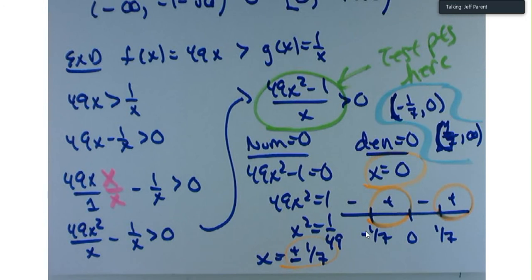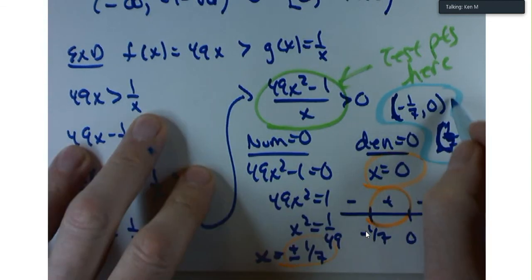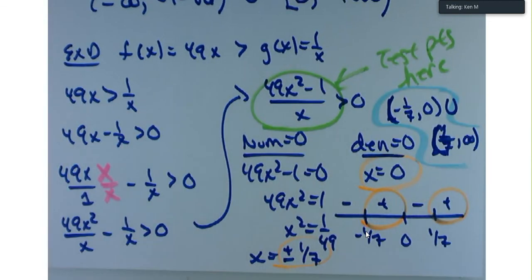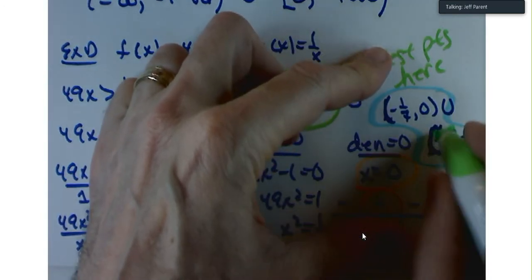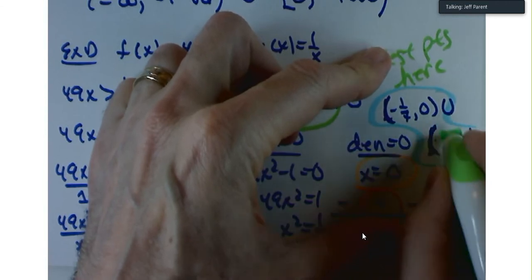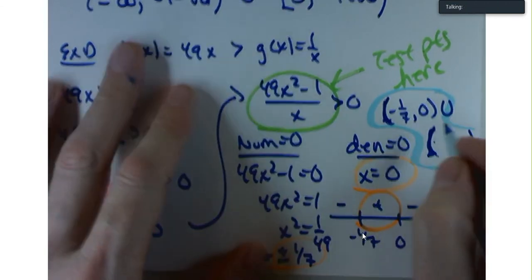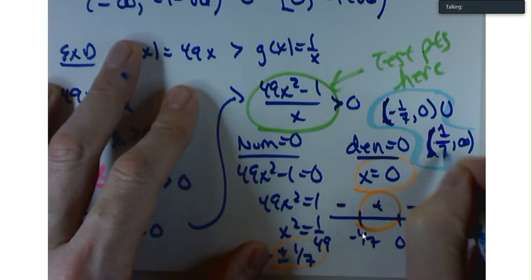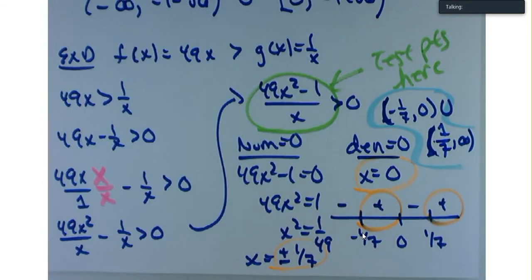Say again? There's a union between negative 1/7 and 1/7, right? Yes. Okay. Union there. Sure. Thank you. And let's try and make that a little bit more legible. 1/7. Beautiful.